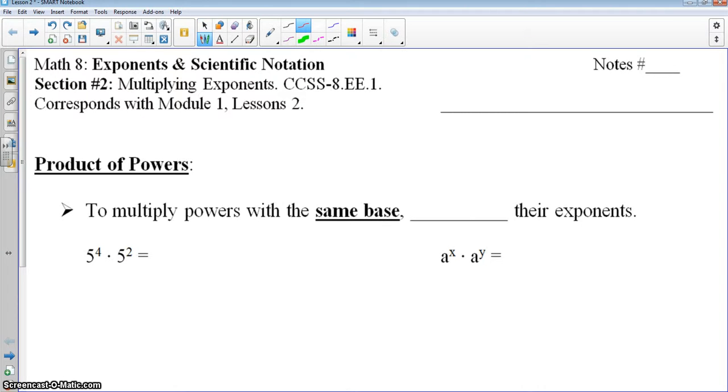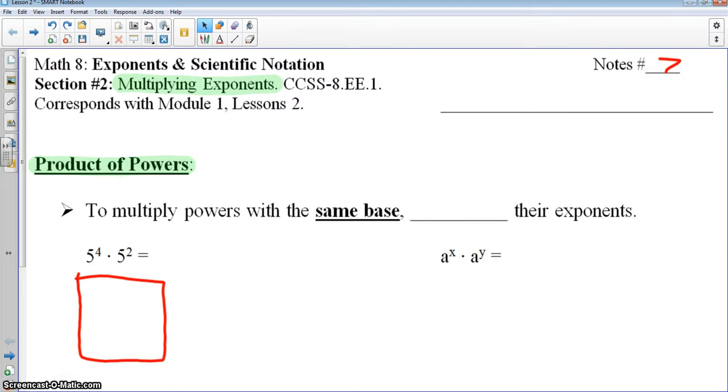Alright, today we are going to be working on notes number 7, and these notes are going to be multiplying exponents. Alright, so right now we're going to work on the product of powers. Remember, product meaning multiplying. So before we try this problem, what I want you to do is just make a guess. Try your best to guess what 5 to the 4th times 5 squared would be in exponential form, meaning I want a base and an exponent.